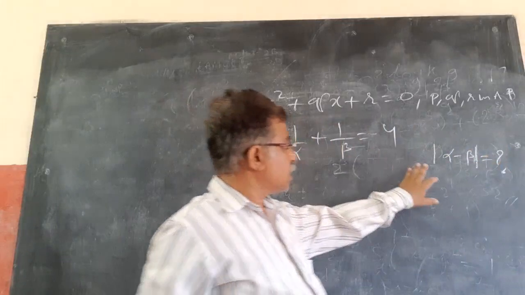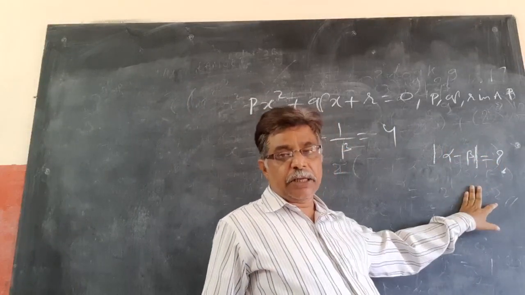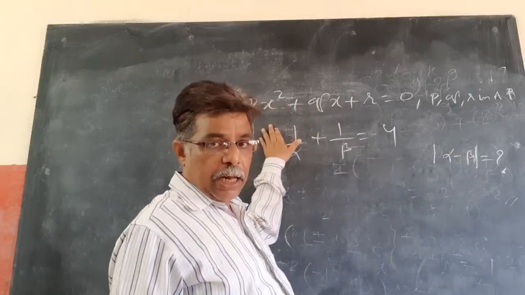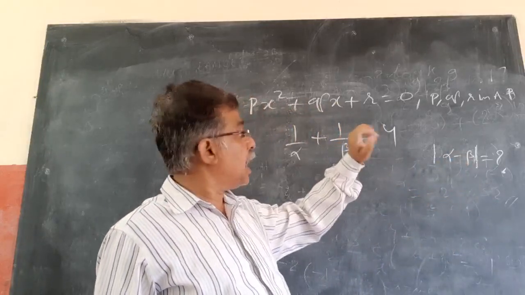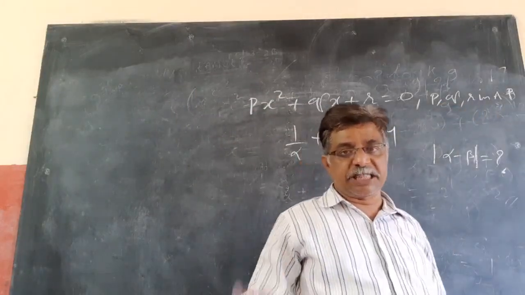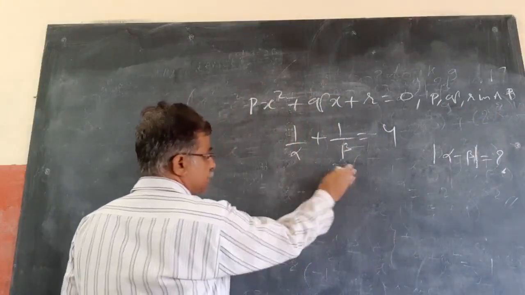Now it is asking the modulus of alpha minus beta value. For that, we need to know alpha plus beta, alpha into beta, and the relation between P, Q, R. P, Q, R are in AP, first point. When P, Q, R are in AP, what is meant by AP?